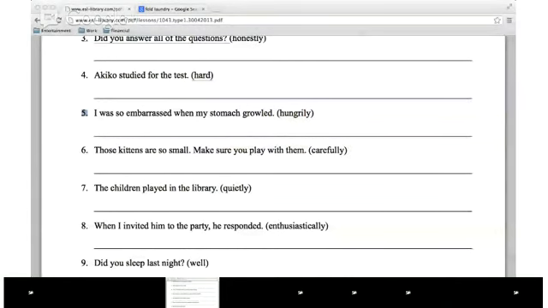Number 5 is for Mina. I was so embarrassed when my stomach hungrily growled. No, my stomach growled hungrily. There you go. My stomach growled hungrily. Okay, good job. Nice. So it's going to go right after growled. Okay, good. All right, let's go to number 6.